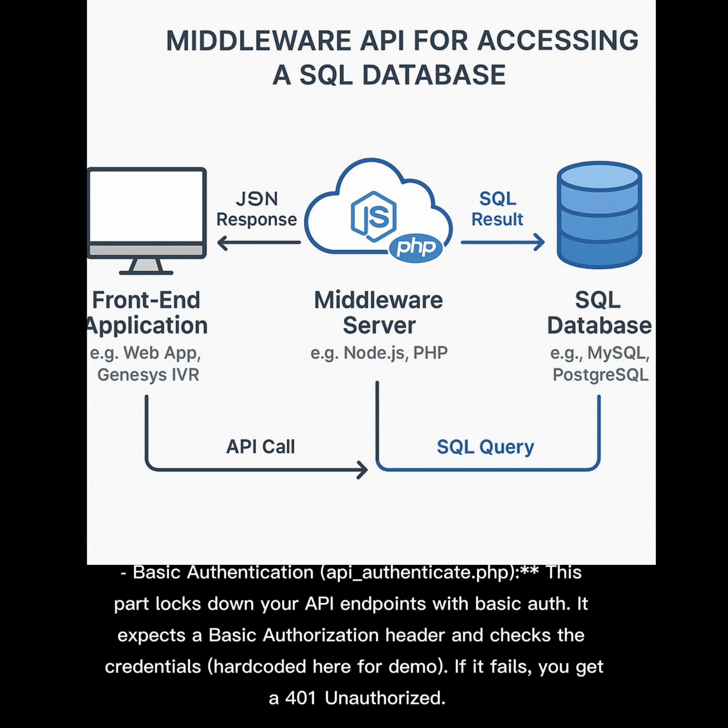Basic authentication, API_authenticate.php. This part locks down your API endpoints with basic auth. It expects a basic authorization header and checks the credentials, hard-coded here for demo. If it fails, you get a 401 unauthorized.